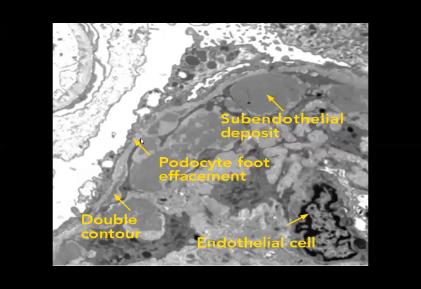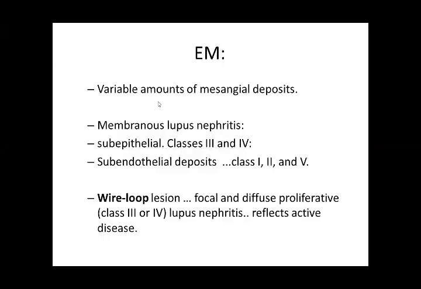And double contour occurs in which disease? Membranoproliferative glomerulonephritis. When a new membrane, you can say a new glomerular basement membrane or lamina densa, is formed above the immunological deposits. So it is that disease. A variable amount of mesangial deposits are there.